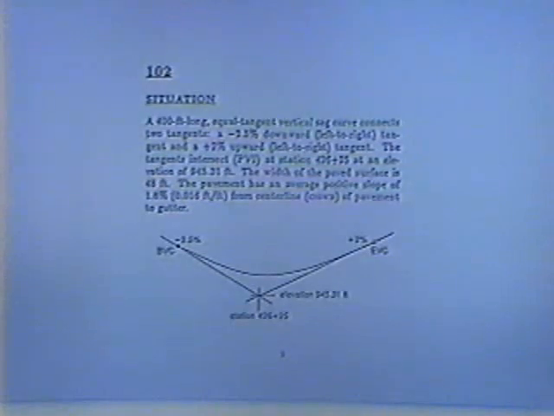You have a 400-foot long equal tangent vertical curve. You have two tangents of minus 2.5% to a plus 2% upward. So this is going to be a sag curve, as you can see from the drawing there at the bottom of this particular page. This one says that the tangent intersects the PVI at station 426 plus 25.